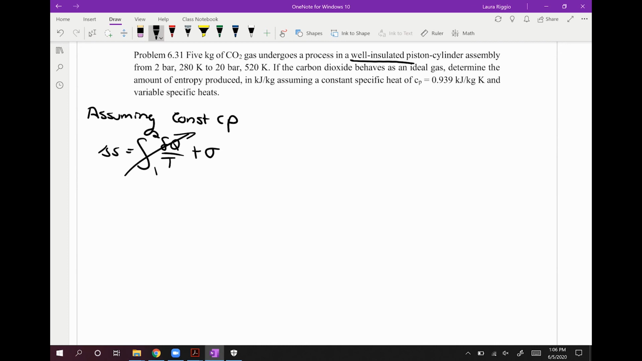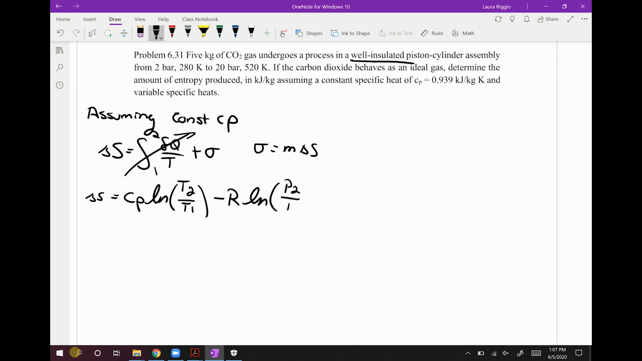Well, again, delta S is the integral from 1 to 2 of dq over T plus sigma. There's no heat transfer, so sigma is equal to our change in entropy, where our change in specific entropy is Cp times the natural log of T2 over T1 minus R ln P2 over P1, which is 0.939 times the natural log of 520 over 280 minus 8.314.